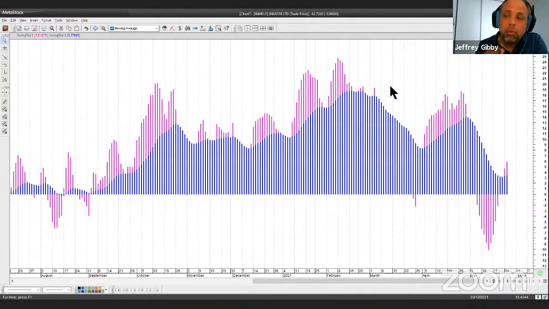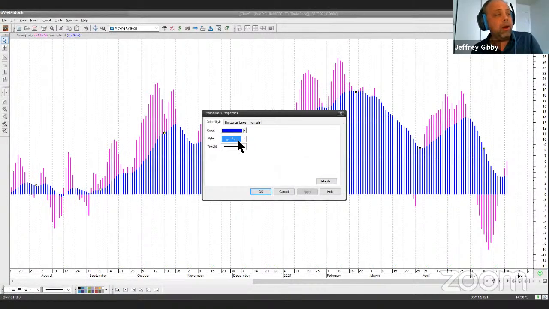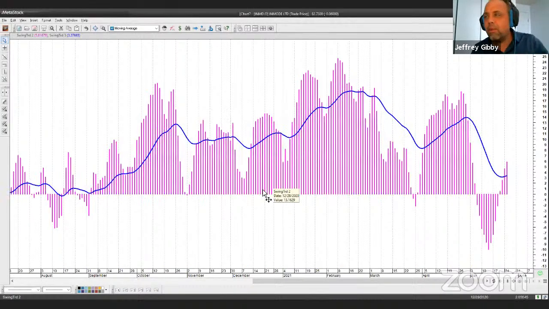Okay, I do prefer a little bit of a different view on this chart. And to change it, I'm just going to double click here, and I prefer to look at this blue line as a line instead of a histogram. So I double click on it, I change it to a line. This is the way I prefer to view my RMO. Okay, now the first thing that we're going to look at is that long term, and long term we're bullish forever on this thing.